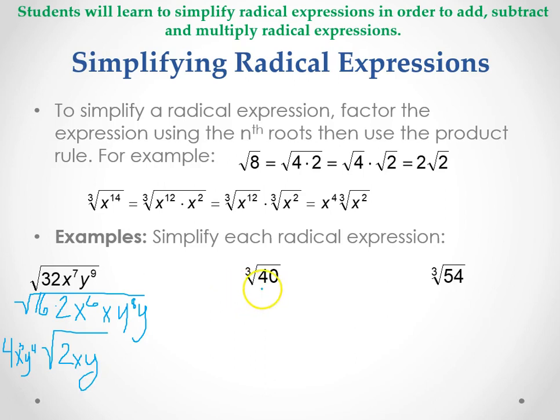So now we're looking for cube roots of 40. I'm looking at perfect cubes. Perfect cubes were 8 and 5. The cube root of 8 times the cube root of 5 is 2. I don't know the cube root of 5, so that stays as the cube root of 5. 54 is 27 times 2.